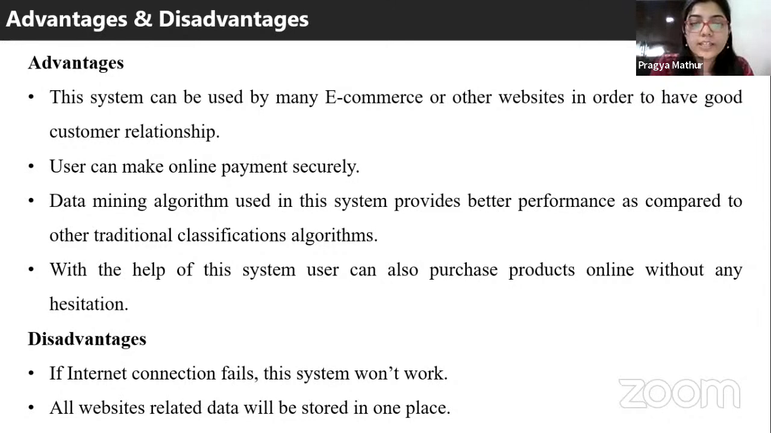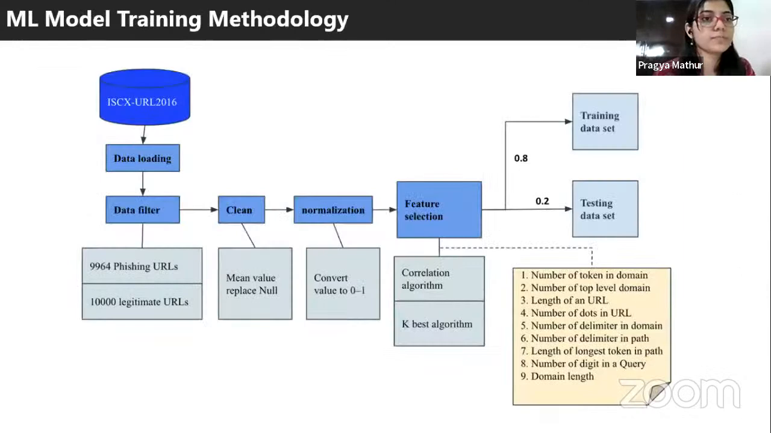So moving forward, ML model training methodology. Here, the data is first loaded. Then the data is filtered, from a data set containing 20,000 URLs. In that, we filtered out 10,000 legitimate URLs and 9,964 phishing URLs. Then after that, we have to clean the data.